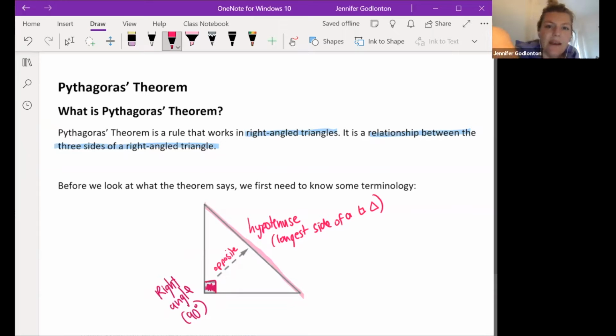Then generally we would have another side, so this would be side 1 and this would be side 2. So we've got side 1, side 2, and the hypotenuse. That's how we think about our triangle. If you don't know this terminology, please take a photo, because we're going to be using these words a lot as we work through today's lesson. And then we're going to move down.